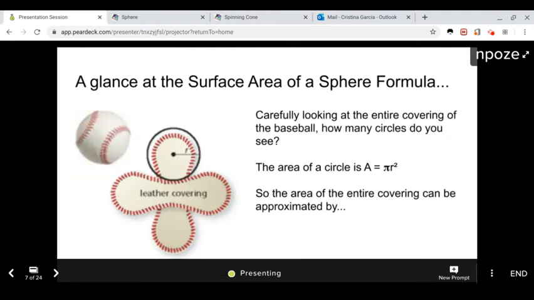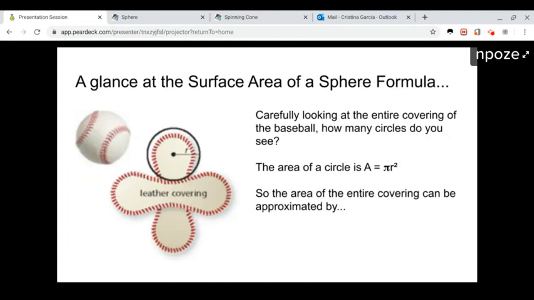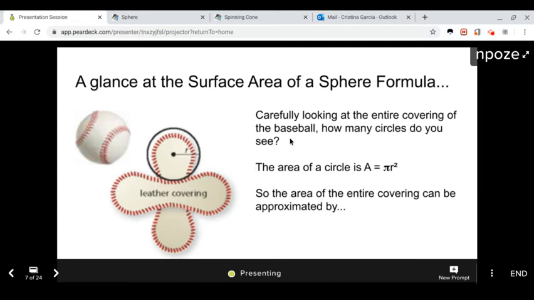And so now we're gonna go ahead and look at a glance at the surface area of a sphere formula. So carefully looking at the entire covering of the baseball, how many circles do you see? We have the circle. The area of a circle is obviously pi r squared. And so here, this forms about a general circle, right? And you see that we can do that here as well, and here and here.